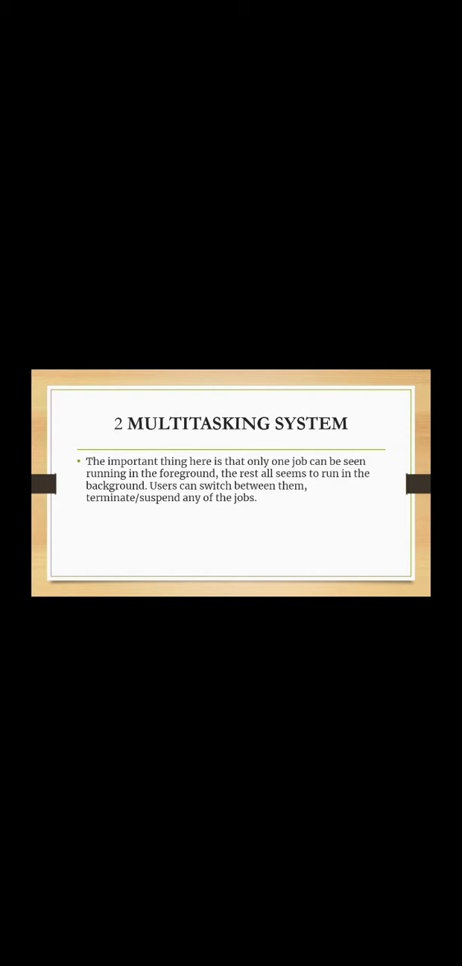And the second thing is multitasking system. The important thing here is that one job can be seen running in the foreground, and the rest all seem to run in the background. Users can switch between them, terminate and suspend any of the jobs. It's very simple. A single user can be running multiple tasks concurrently. It is usual for a user to edit a file, print another one on the printer, send email to a friend, and browse websites, all without leaving any of the applications. The kernel is designed to handle a user's multiple jobs.